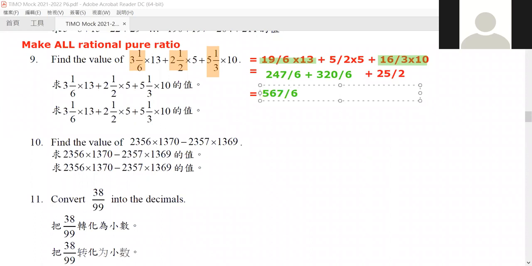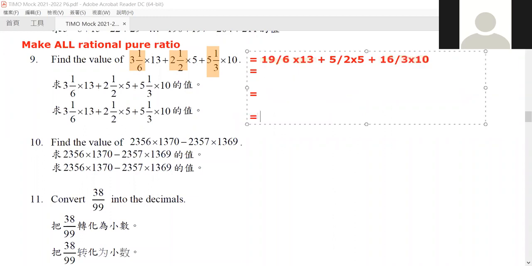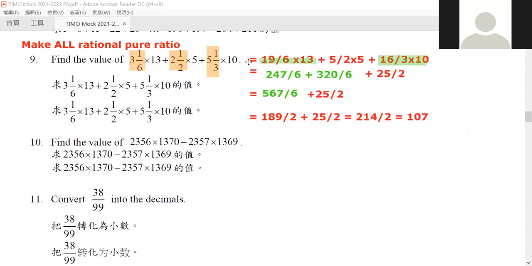But 567/6, now because 567 is a multiple of 3, so we can reduce it further. And hence our answer will be equal to 189 divided by 2 plus our 25 divided by 2. And now after this, we add this together, so it will equal 214/2, or in other words, it will be equal to 106. Okay. Now, so this is one way of doing this.